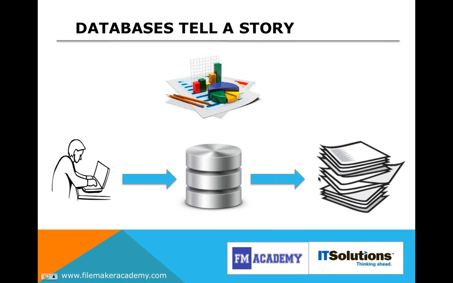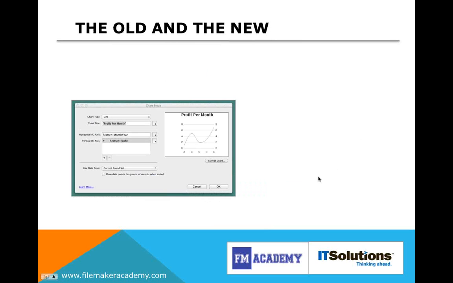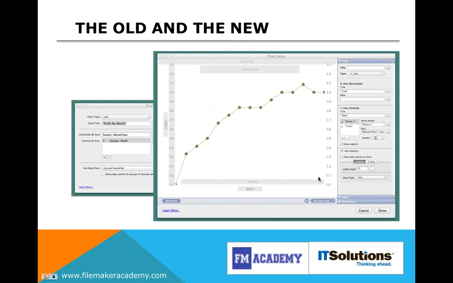So now let's look at how charting used to be done in FileMaker 11. This should be familiar to you. This is the original charting dialog box, where you can choose the chart type and the data that goes into the chart, and you get a little preview of something that hopefully will look like your chart.